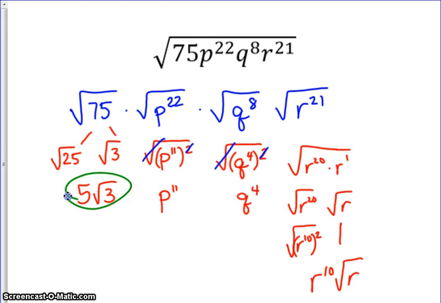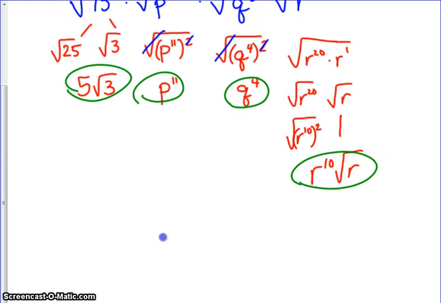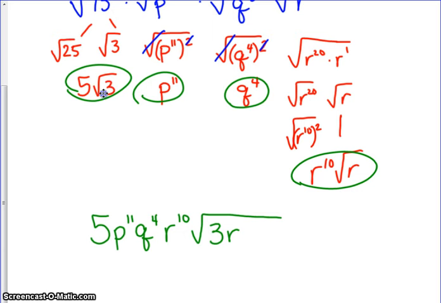So now we have to take each of the simplified pieces and put them together. You'll notice that in the first one we've got a square root of 3. In the last one we have the square root of r. So in our final answer, I'm going to scroll down a little bit, we're going to have 5 p to the 11 q to the 4 r to the 10. Now I put all of the ones that were outside of the radical sign out front, and then a square root of 3r, because 3 is under the square root and so is r. So this right here is our final answer.